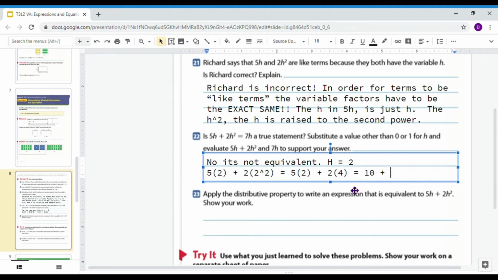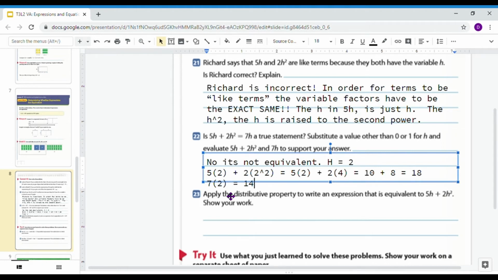And 2 times 4 is 8. So now I've got 10 plus 8, and my final answer would be 18. And if I substitute in that 2 for h in my second expression, which was 7h, I get 7 times 2, because 2 is what h equals, and I just substituted that in for h. And my final answer for 7 times 2 is 14.